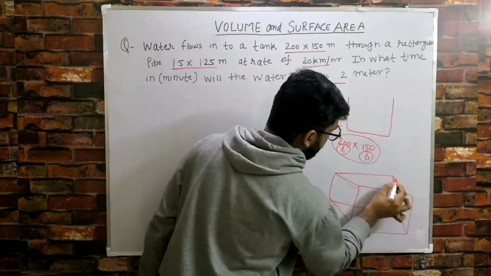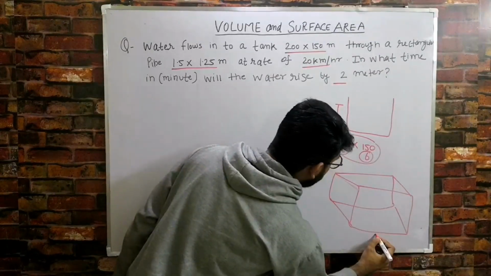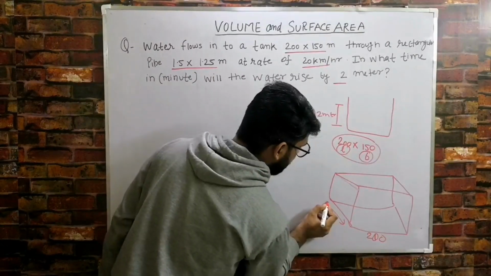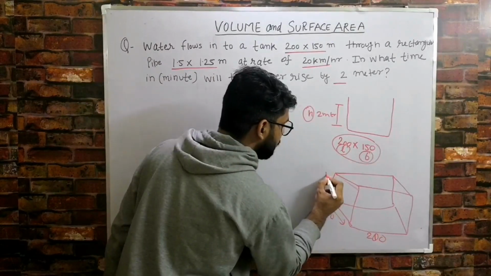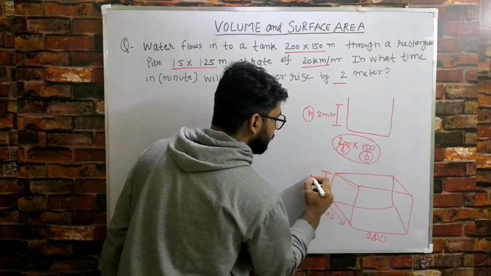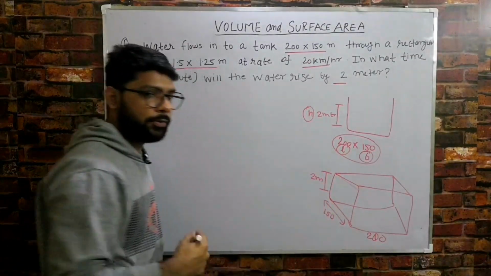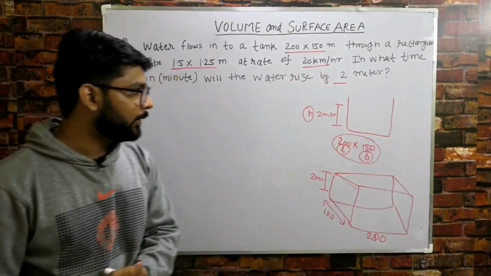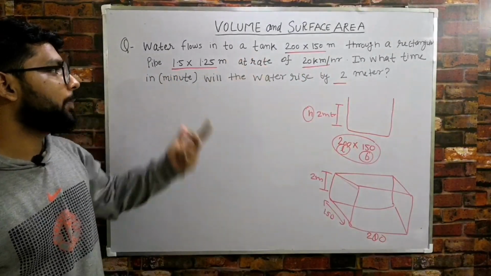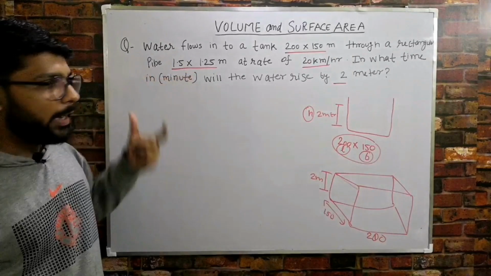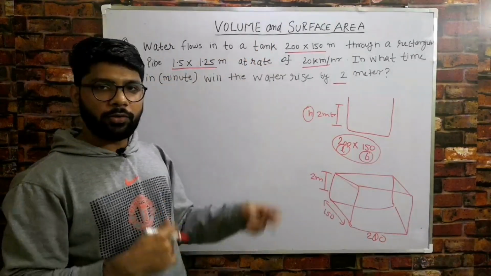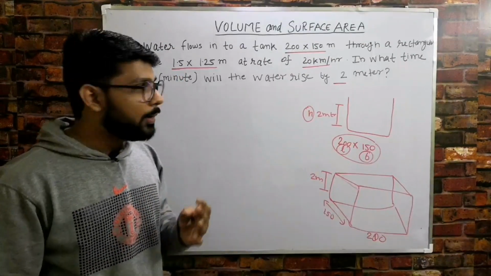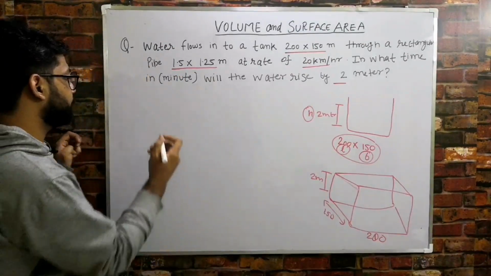This is a cuboid, and here the length is 200, this one 150, and this up to 2 meter. How much time will it take to fill water up to 2 meter, if the water is flowing at a rate of 20 km per hour? We are given the dimensions of the pipe and the dimensions of the tank, so we will find out in how many minutes the water will fill inside the tank.